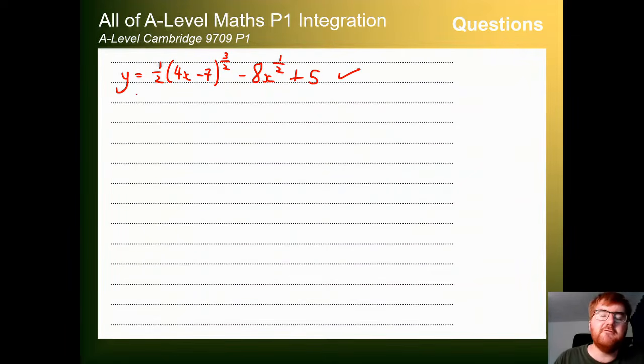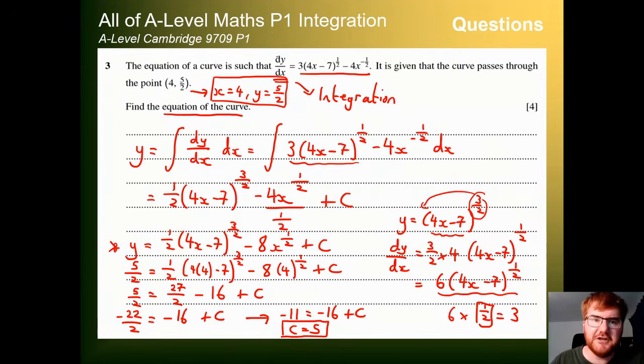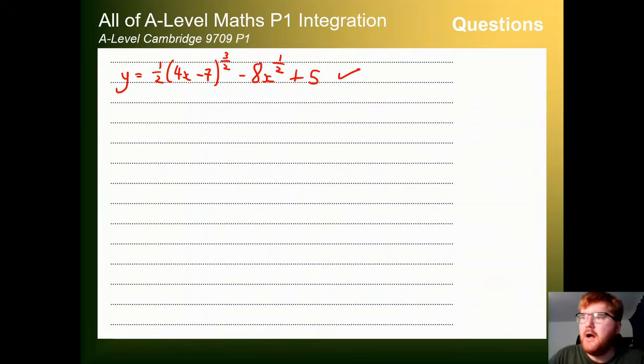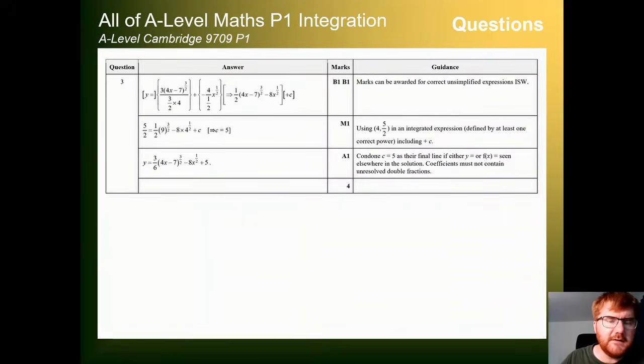Notice I'm writing y here rather than f of x because I'm using the notation that they've given me in the question. So going between the two different notations is important to make sure you are being accurate exactly with what you write here. Again, you can check your answer here. Notice they've written, for some reason, I don't understand this, 3 over 6 rather than 1 over 2, but okay, that's absolutely fine. But you can see the method as you go through this particular question.